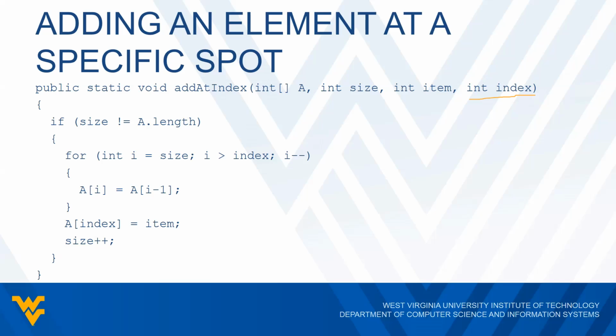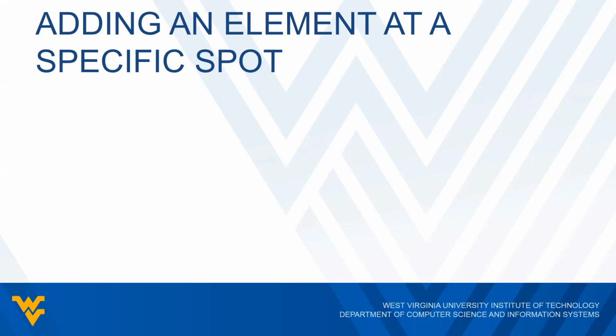And then the next difference is in our for loop, where our condition is no longer checking that i is greater than 0. We're checking to make sure that i is greater than index, because index is where we want to add it. So as long as this is true, we need to keep moving elements over. And then the last difference is when we actually insert the item, because instead of inserting it at 0, we want it at index. So these are the only differences between this method and the insert at beginning method.